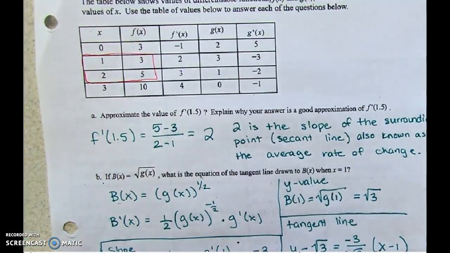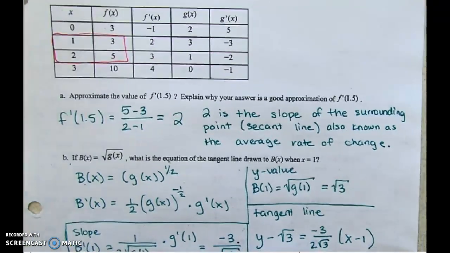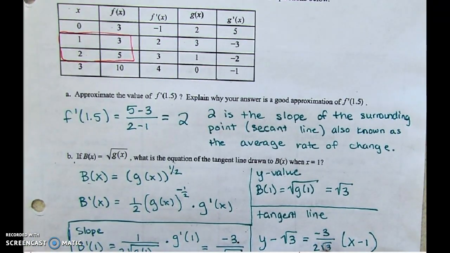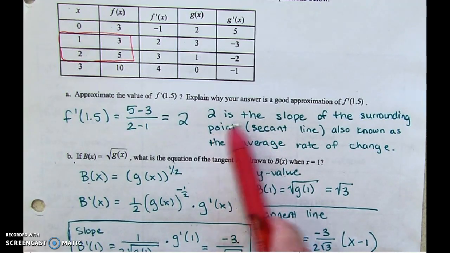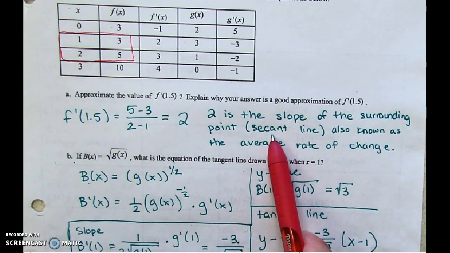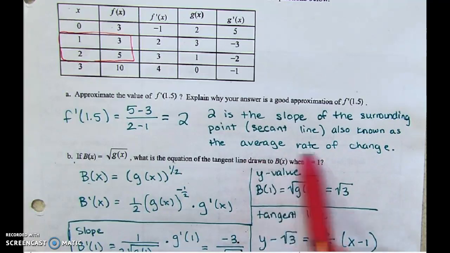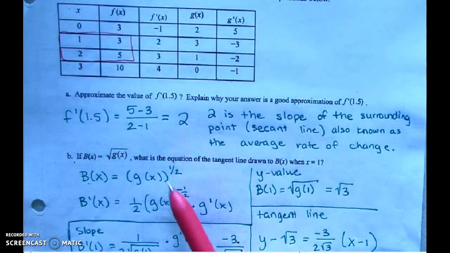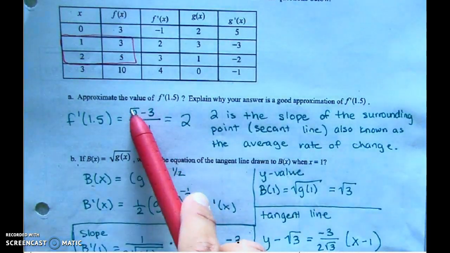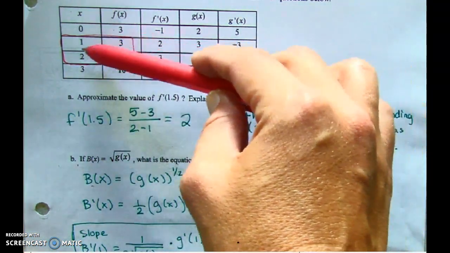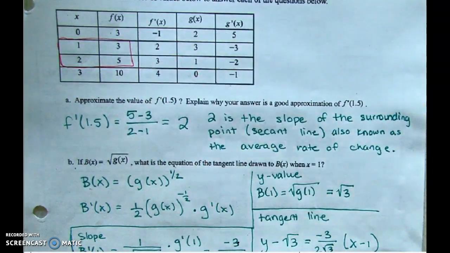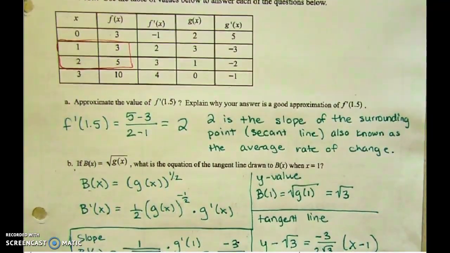Approximate the value of the derivative. The approximation of the value of the derivative, you guys, is the secant line, the slope of the secant line. So 2 is the slope of the surrounding points, the secant line, also known as the average rate of change. So you take the slope, look at here, I have it boxed in red, y2 minus y1 over x2 minus x1, like that.